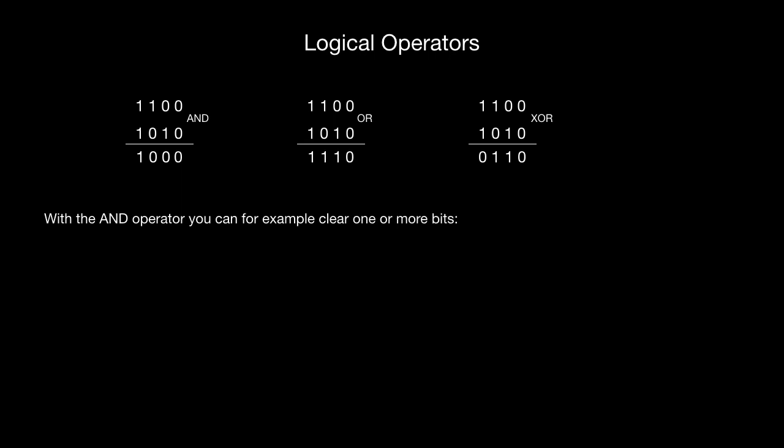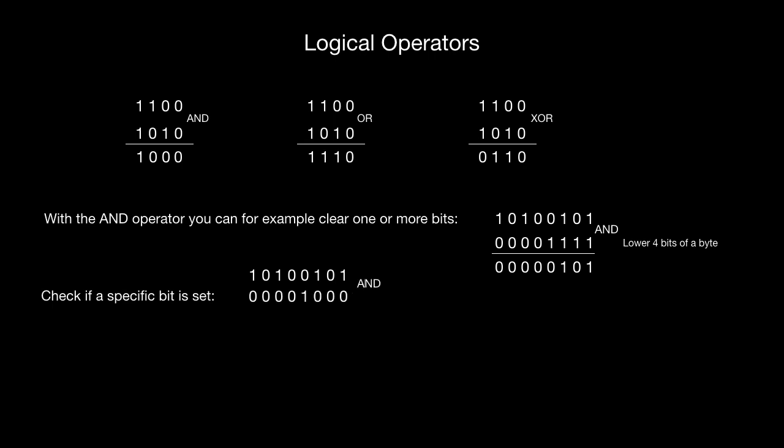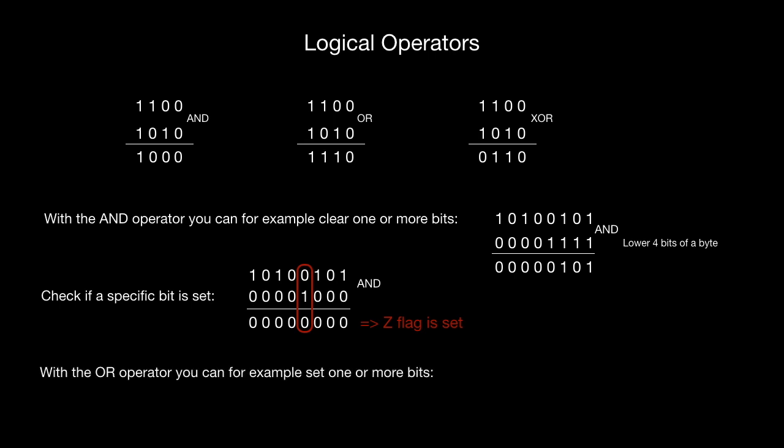Okay, with the AND operator you can, for example, clear one or more bits. If you want to have only the lower 4 bits of a byte, you can do it this way. Or to check if a specific bit is set, you can do an AND. And in this case, the result is 0, so the Z flag is set. With the OR operator, you can, for example, set one or more bits. And the exclusive OR is often used to generate pseudo-random numbers, or in cryptographic functions.